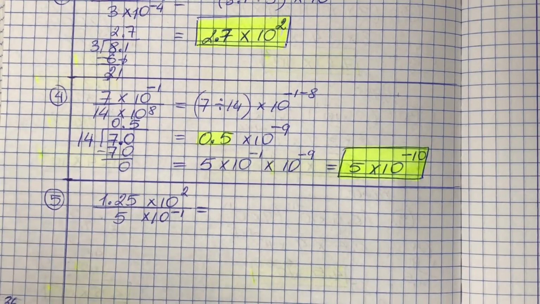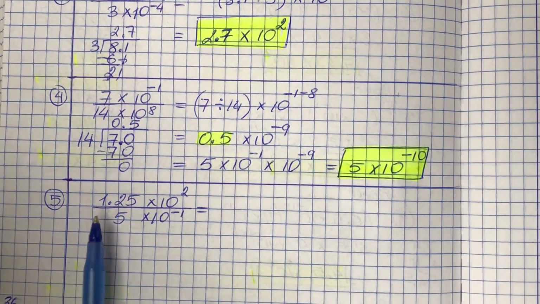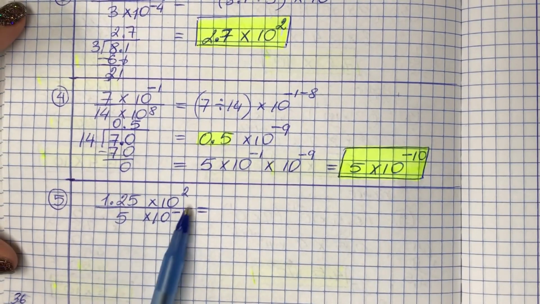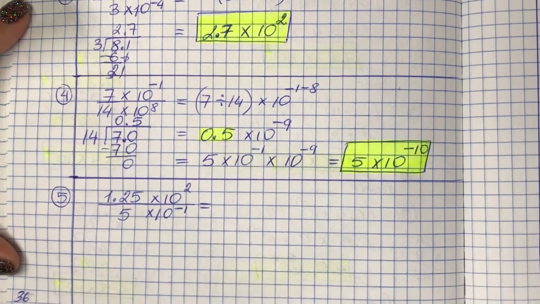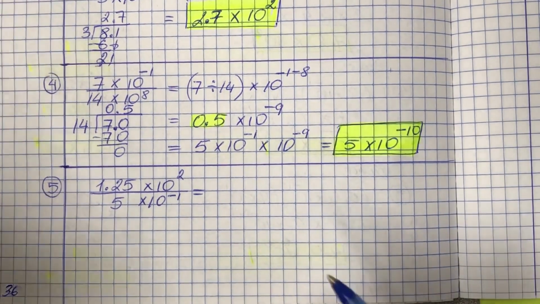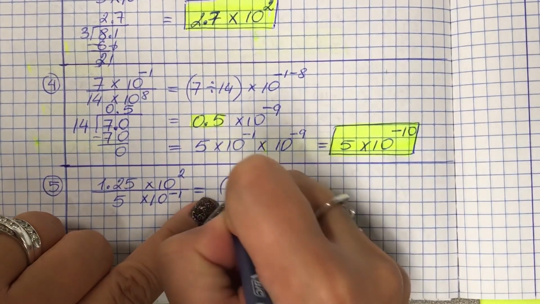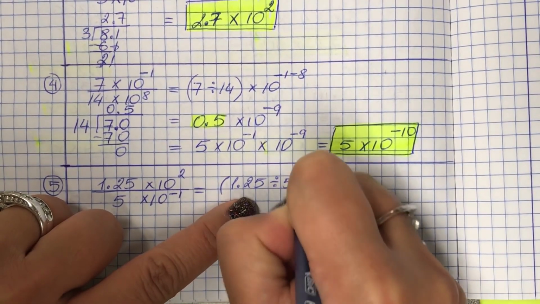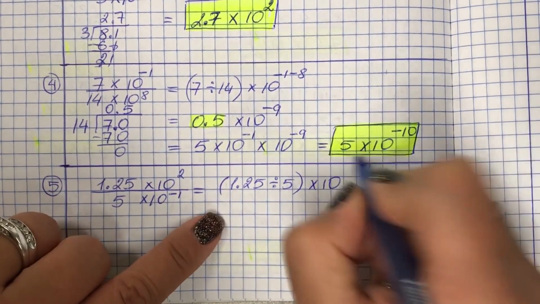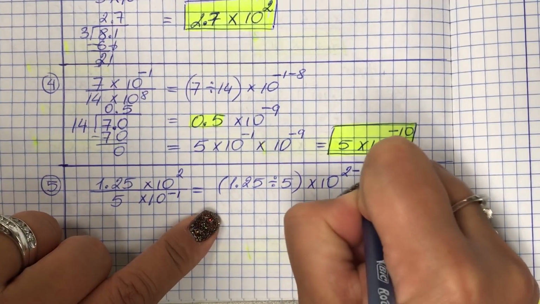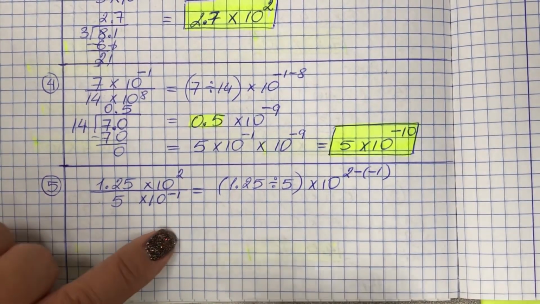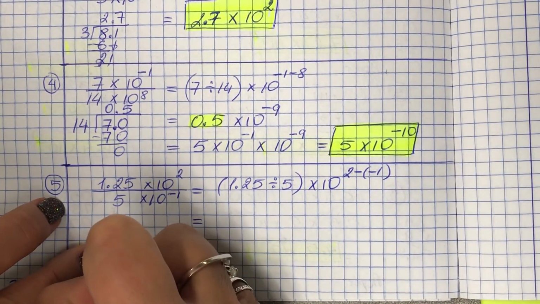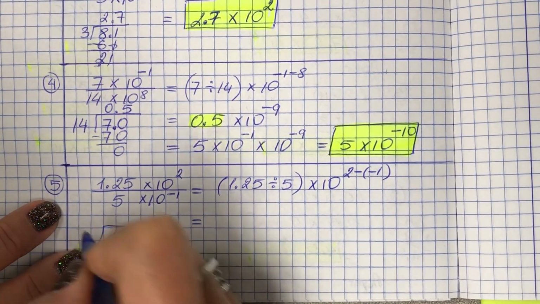Let's see one more example following the same steps. First, we have to divide the numerical basis and then use the quotient rule for the power of 10. So first I have to divide 1.25 by 5 and then times the power of 10 of 2 minus negative 1. I'm going to do my division. 1.25 divide by 5.